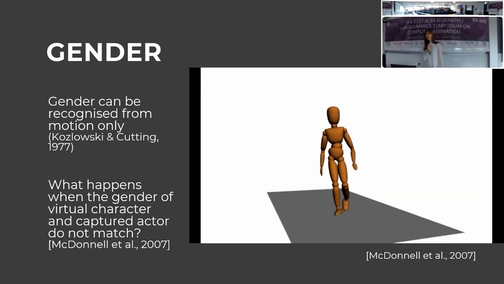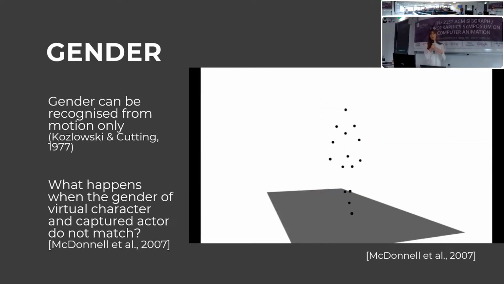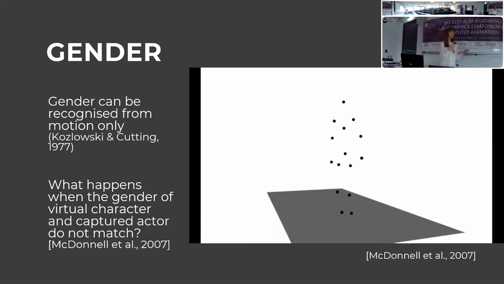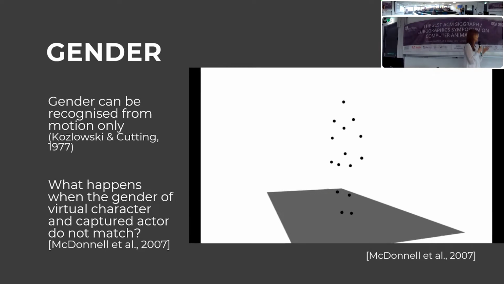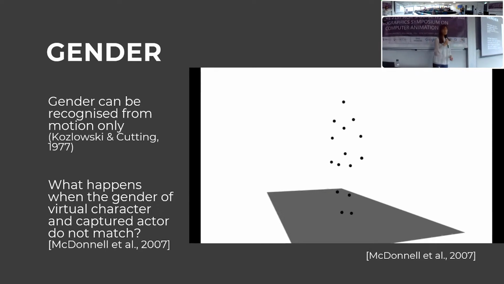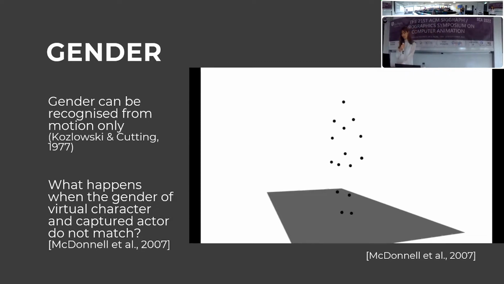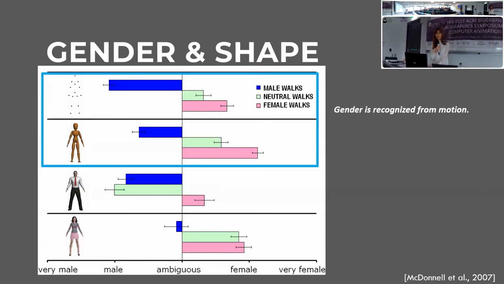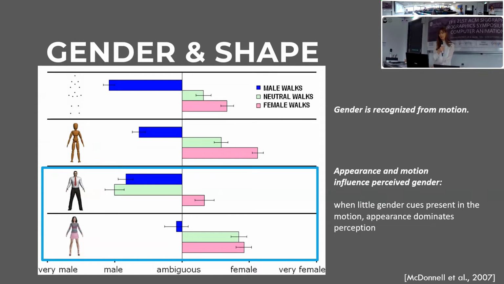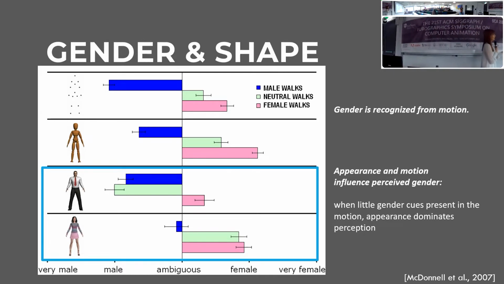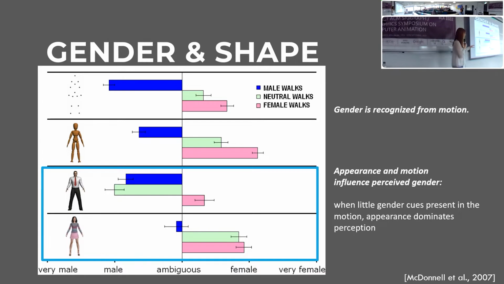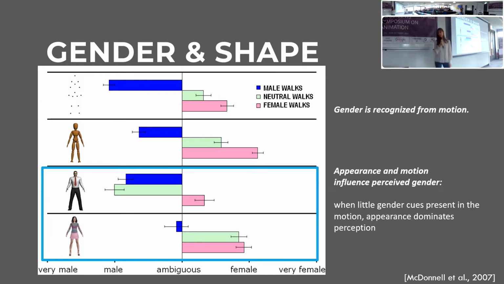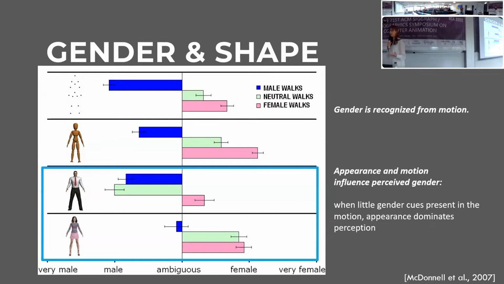We wanted to see if participants were able to determine gender. We know from point light walkers alone that people can determine things like gender, but what if you mix the gender of the virtual character and the motion behind it? What does that do to our perception? Interestingly, we found that gender is very much recognized from motion, as expected. But we created a neutral motion from a synthesized animation, and if you have a neutral animation, then the appearance overtakes, so the gender of the appearance takes on the overall impression.